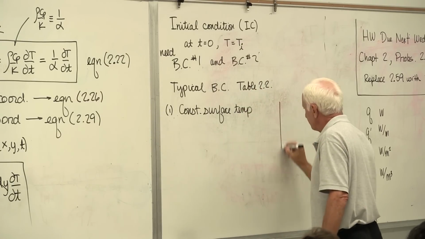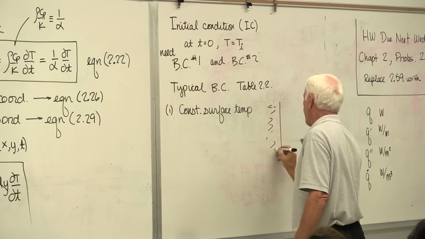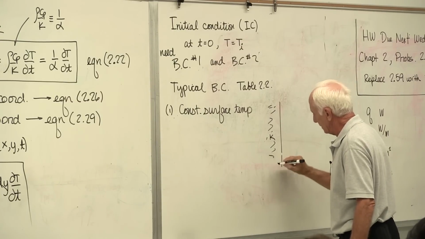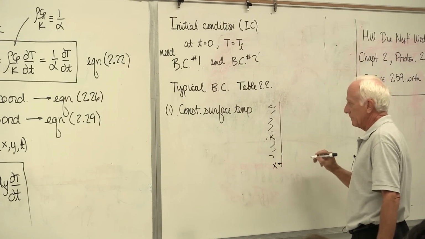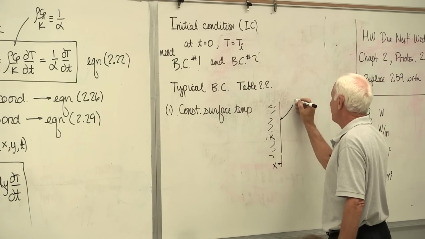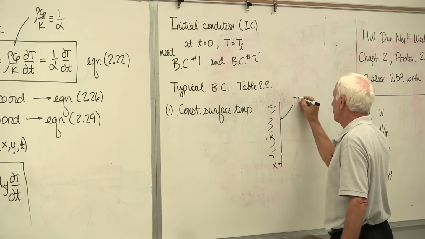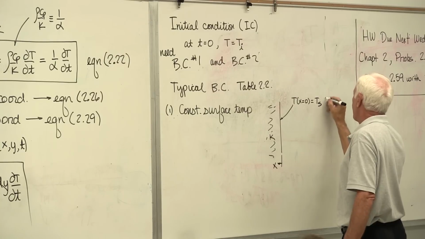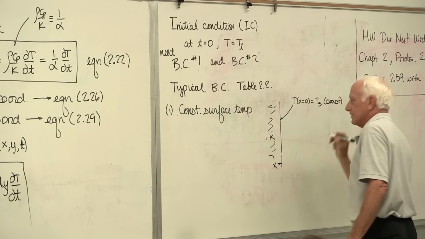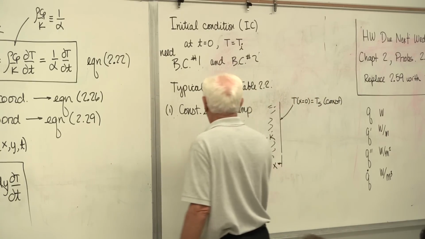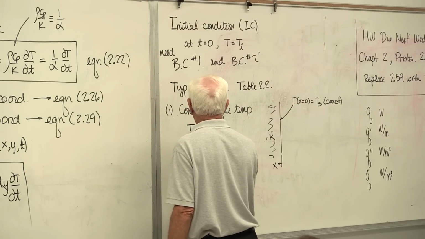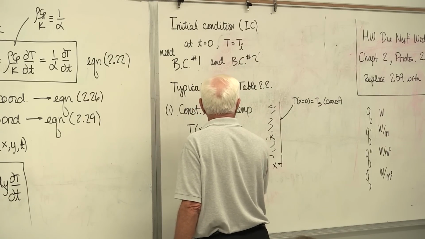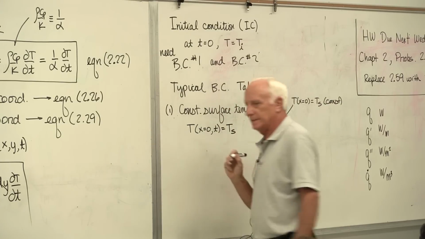So if we have a surface, and here's the material, thermal conductivity k, we're measuring x from the surface into the material, and somebody says, oh, by the way, I'm going to keep the temperature at the surface at x equals 0 constant. Constant surface temperature. Then the temperature at x equals 0, for any time t, is going to be a constant value T_s.